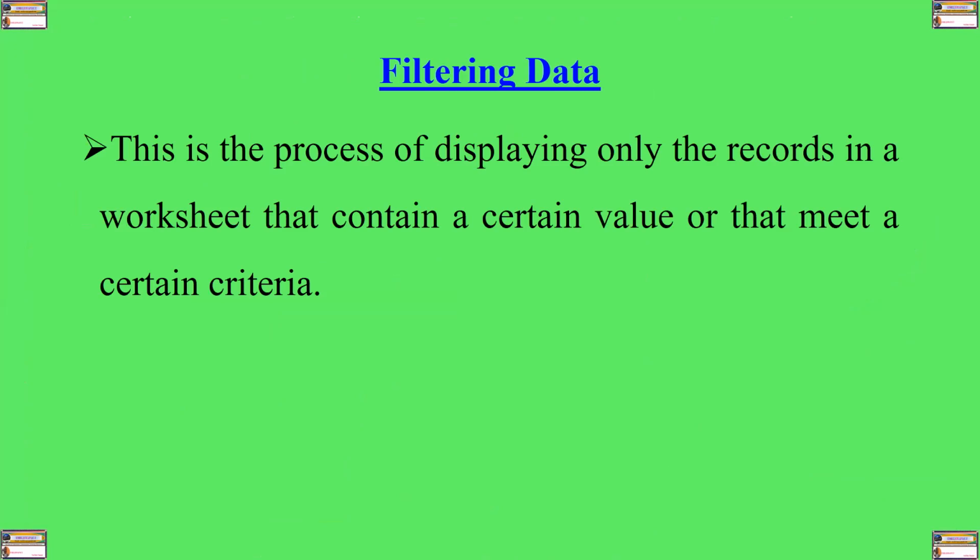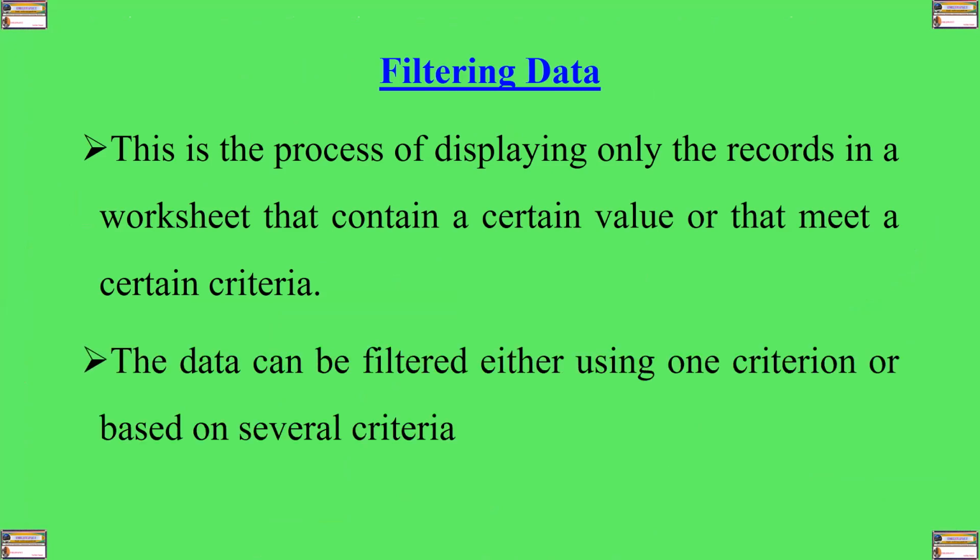What is to filter data? Filtering of data is the process of displaying only the records in a worksheet that contain a certain value or that meet a certain criteria. The data can be filtered either using one criterion or based on several criteria. To filter records based on one criteria, you proceed as follows.